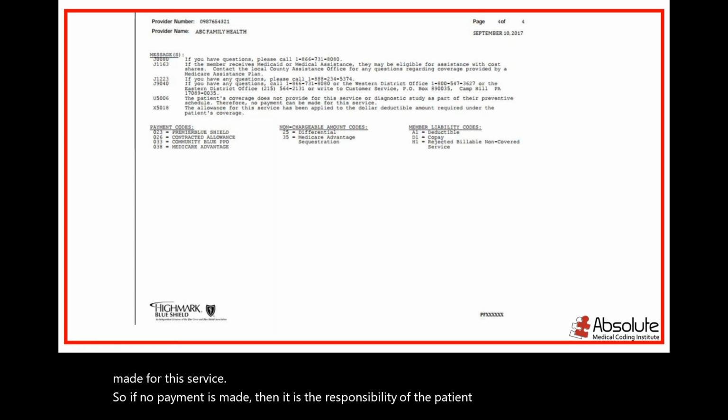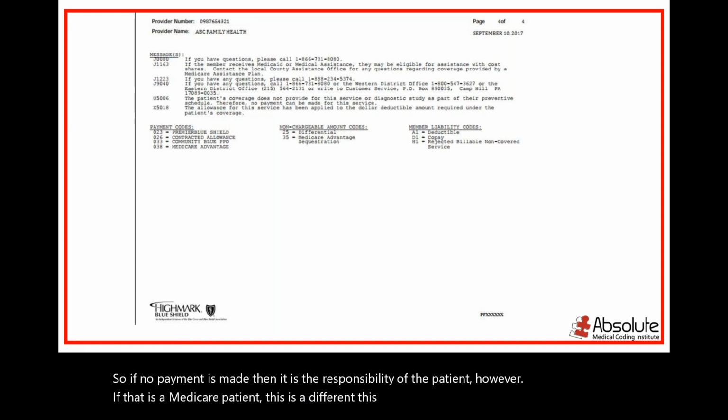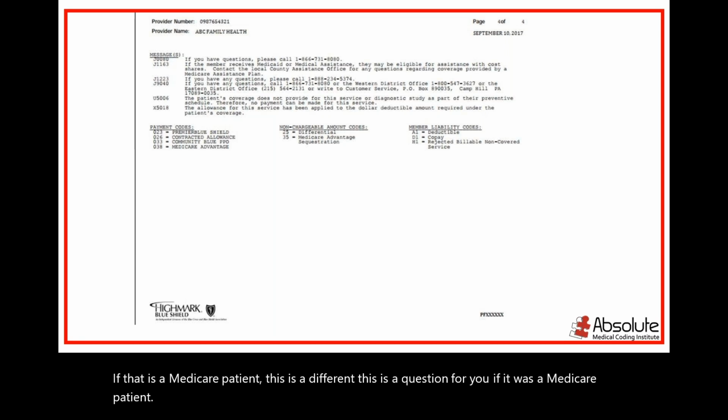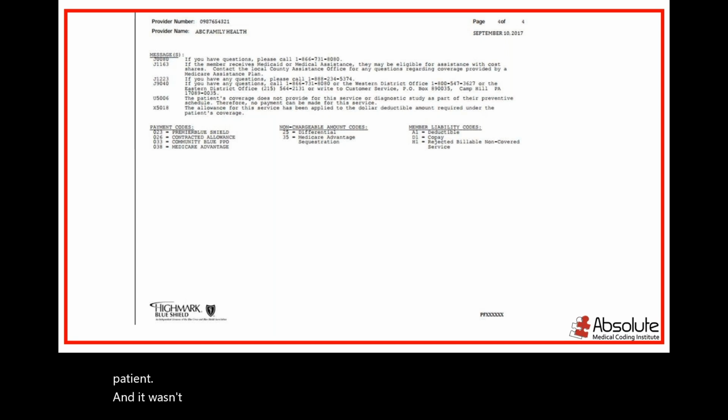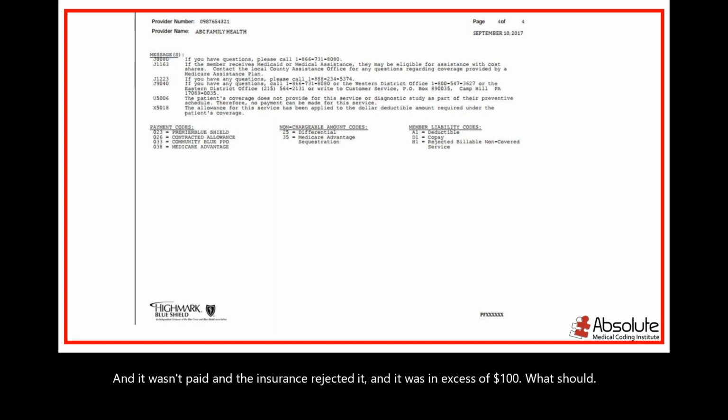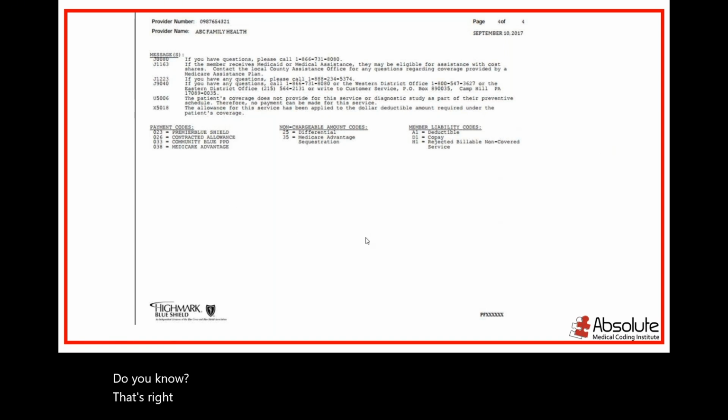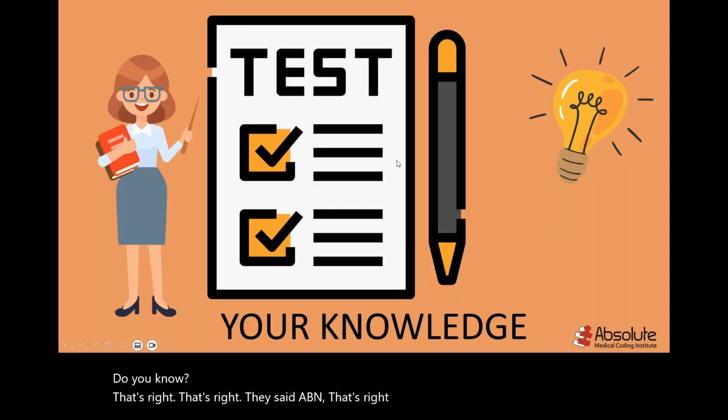However, if that is a Medicare patient, this is a question for you. If it was a Medicare patient and it wasn't paid and the insurance rejected it and it was in excess of $100, what should the provider have given the Medicare patient before they rendered the service? Do you know? That's right. They said ABN. That's right. Advanced Beneficiary Notice.